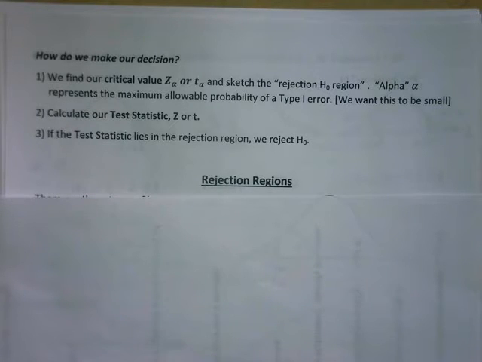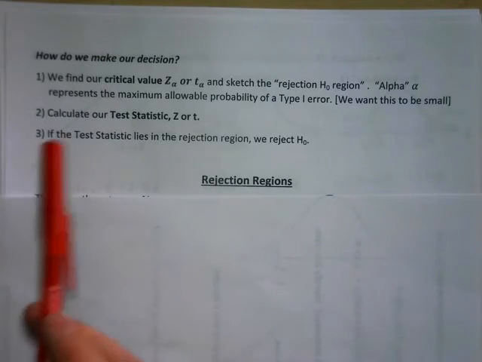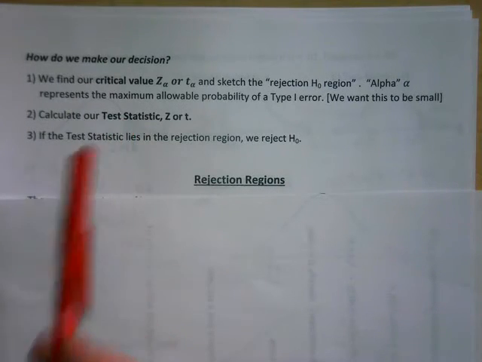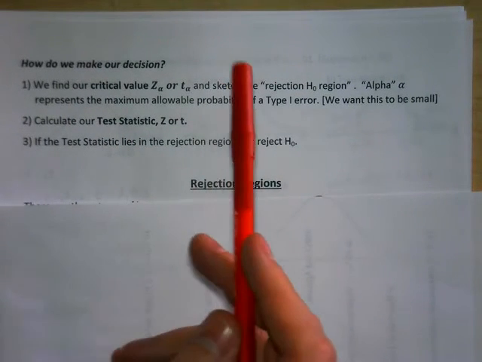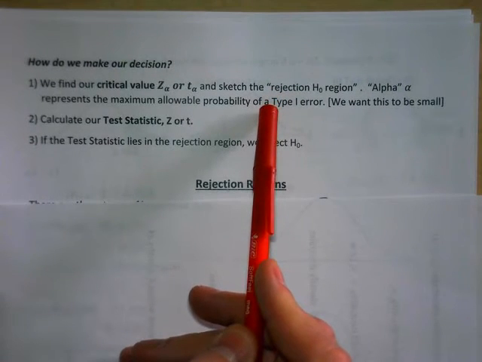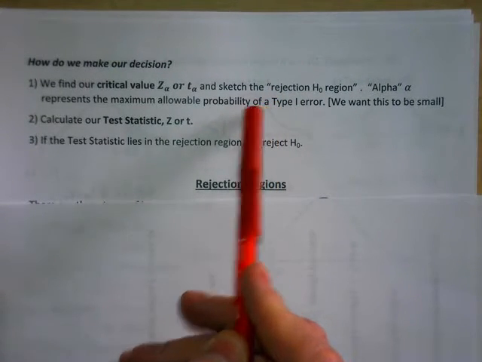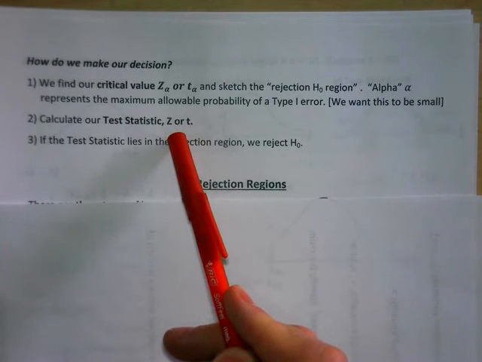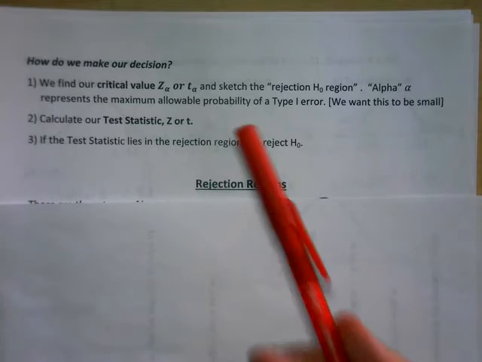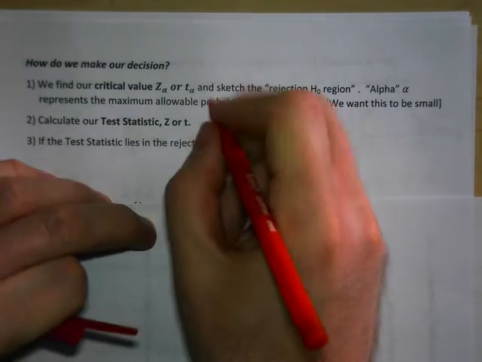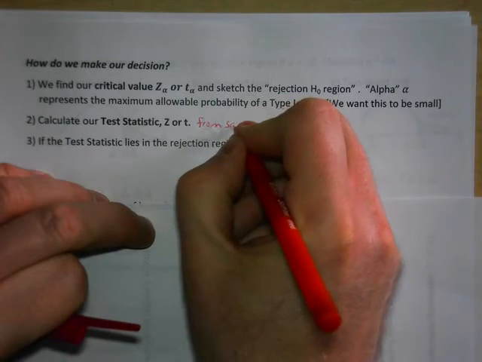And again, the idea there was a type 1 error is sending an innocent person to jail. We want that error to be very small. So alpha is going to be a small value, like 0.01 or 0.05 or 0.10. And then the second step, we calculate what we call a test statistic. So the idea is we have this maximum allowable probability of that type 1 error, and then we're going to find a test statistic based on our sample data. So that's going to come from our sample.